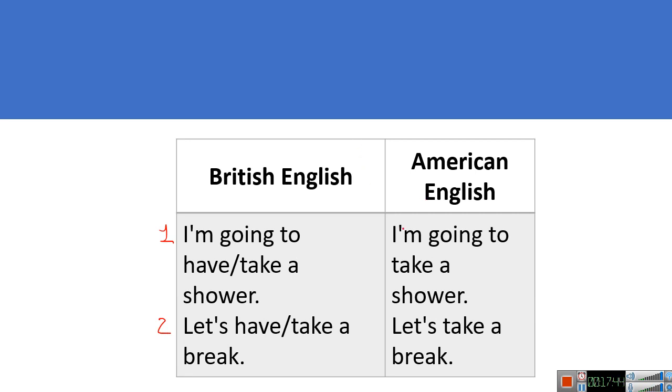Now let's look at American English. I'm going to take a shower. Good. And number 2, let's take a break. So here we're talking about only take, whereas here we're talking about have or take. Notice how we can use both, but in British we're mostly going to use have instead of take.